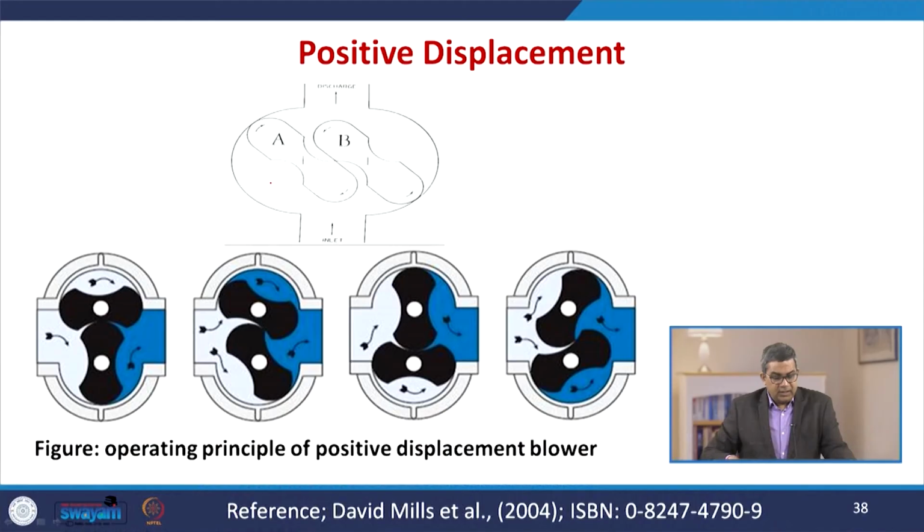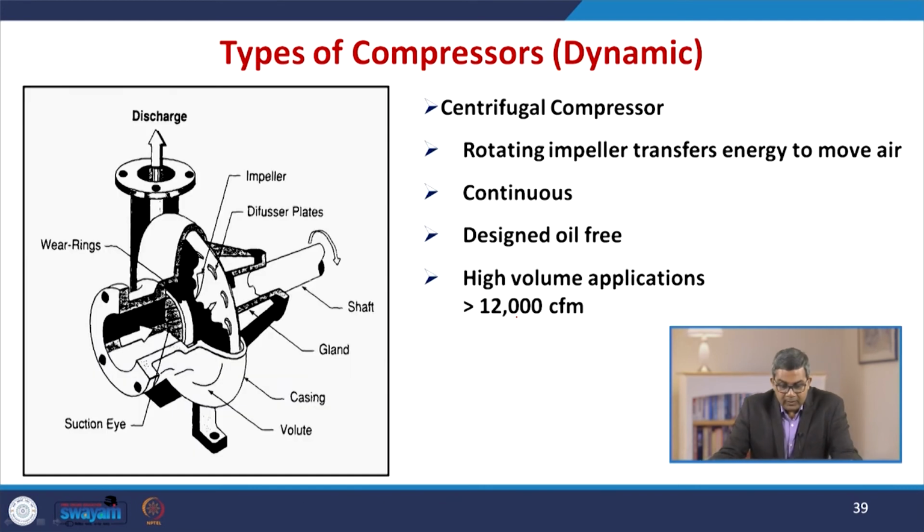Now here you can see the operating principle of various positive displacement blowers. You can observe the movement here. This is the discharge port and this is the inlet port, and you can see the air is coming out and the rotor motion is in the clockwise direction, and you see how this positive displacement blower works.